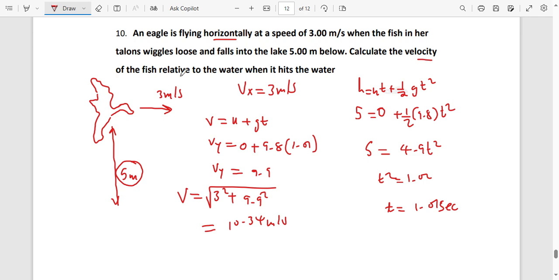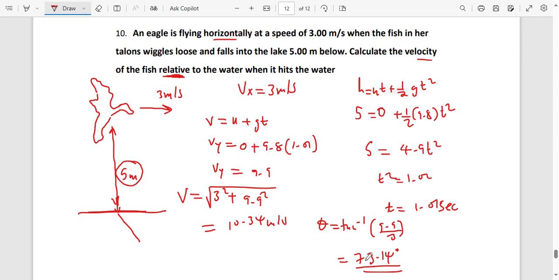Calculate the velocity of the fish, but we want it relative to the water. Okay. So of course we know it is going to hit this point, but relative to the water, you also need to find the direction. At what angle is it going to hit these points? So theta is tan inverse. The y component is 9.9. The x component is 3. So this is going to give us 73.14 degrees. So that is going to be the angle at which it is going to hit the water.